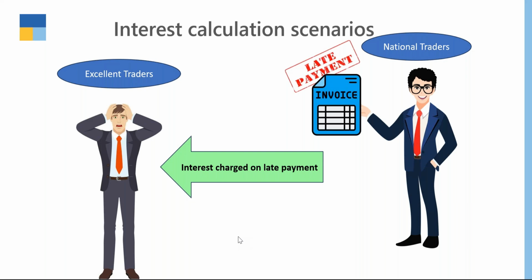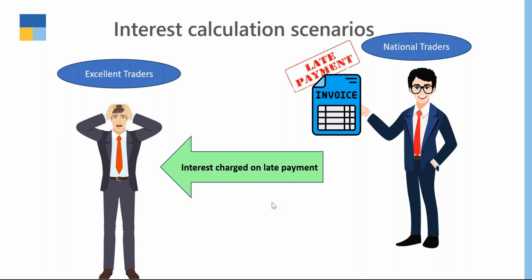Basically, most of the credit bills will have a due date, within which you are supposed to clear the bill. If it has not been cleared within the due date, then obviously businesses or the suppliers will be charging interest on the late payments. So in TallyPrime, we do have the provision to configure this. Either you can charge or be charged, right? Both scenarios can be handled in TallyPrime.